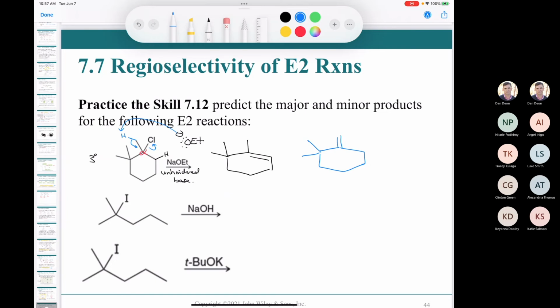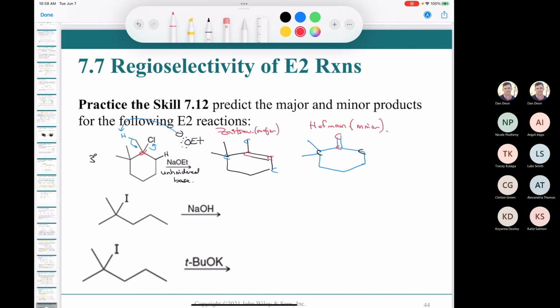So which one of these is the Zaitsev product and which one of these is the Hofmann product? This is my Zaitsev product because if you look at the two carbons in here, they're attached to a total of 1, 2, 3 carbons. If you look at the two carbons in here, they're only attached to 2 carbons. So since this is the most stable alkene, this is the Zaitsev alkene, and this is the Hofmann alkene. Well, if I have an unhindered base, it's going to produce the Zaitsev product as the major product. So I'll put here major product, and the minor product, like that.